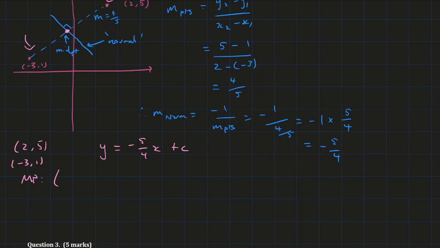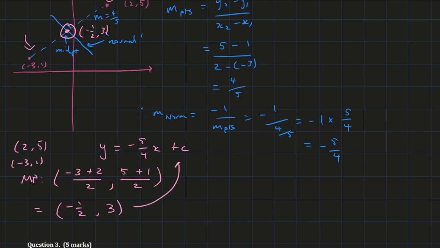So we take our x values and we divide them by 2 after adding them together. So it'll be negative 3 plus 2 divided by 2. And then it would be 5 plus 1, our two y values, divided by 2. So negative 3 plus 2 is negative 1, so it would be negative 1/2. And then 5 plus 1 is 6, divided by 2 is 3. So this point here is the midpoint, so that's that point there. So (-1/2, 3).